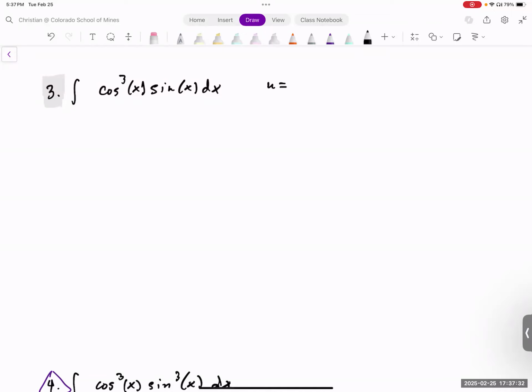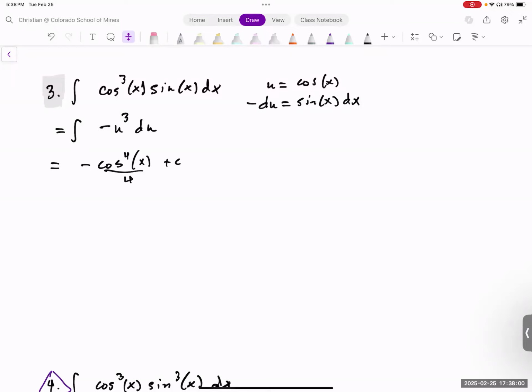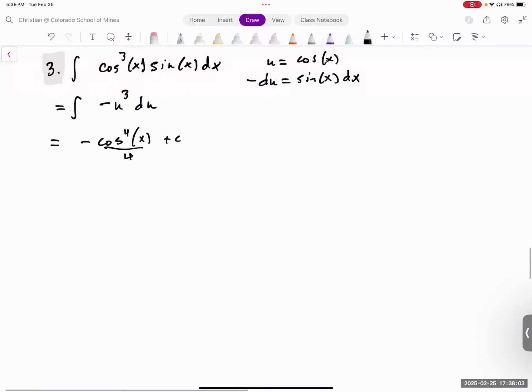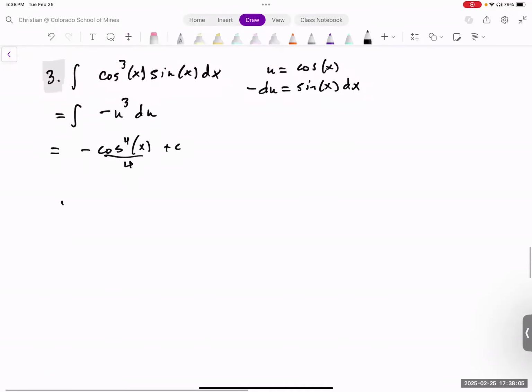We could say u is cosine of x, negative du is sine of x dx. And so this would substitute as negative u cubed du, and we get negative u to the 4 over 4 plus c. That's the quick way. We could also run through with doing the trig work that we've been doing.